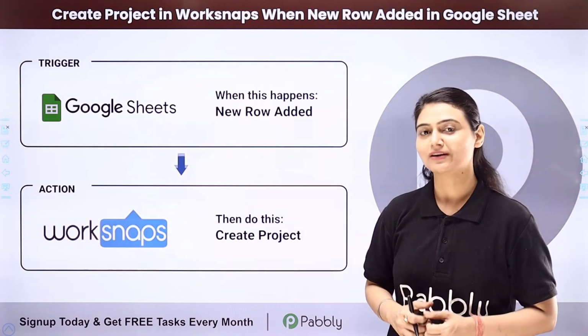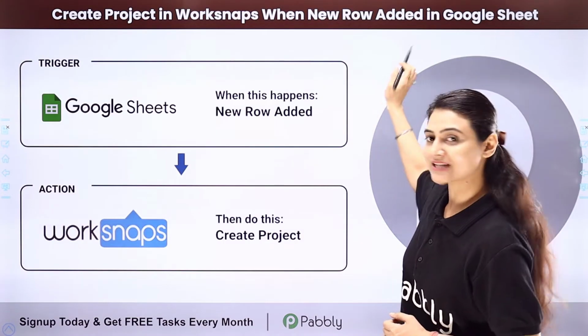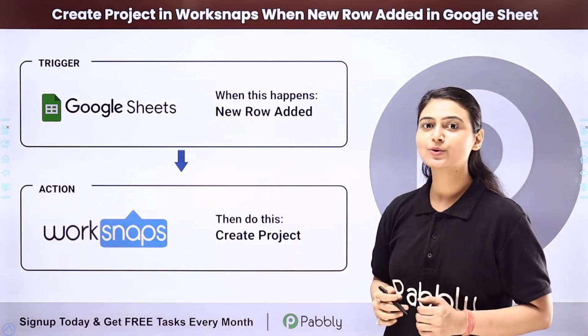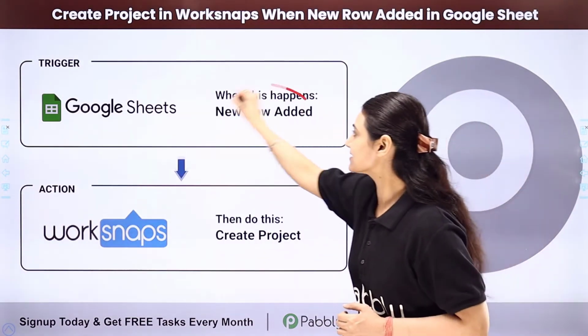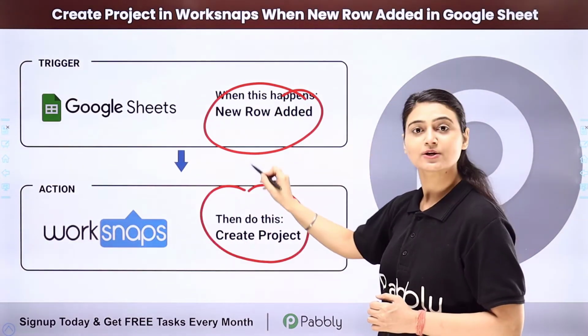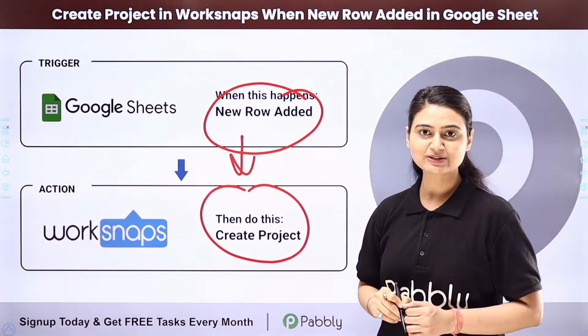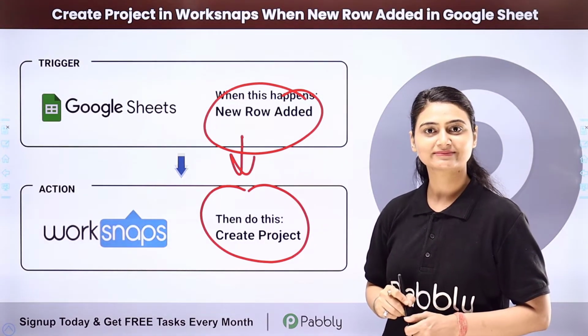In this video, we will learn how you can automatically create a project in Worksnaps when a new row is added in Google Sheets. So let's say you want every time details are added in Google Sheets, a project should be created in Worksnaps. So we are going to automate this entire process using Pabbly Connect. Come to my screen to see how we do this.